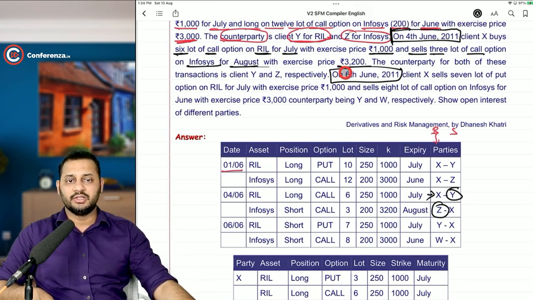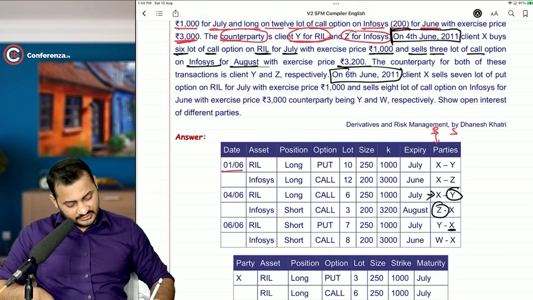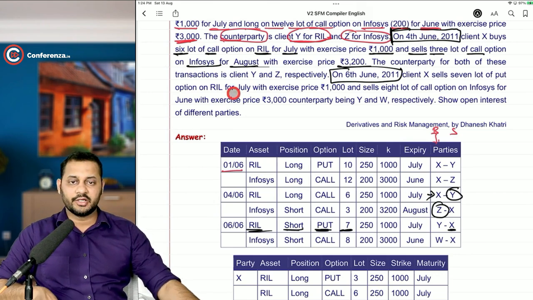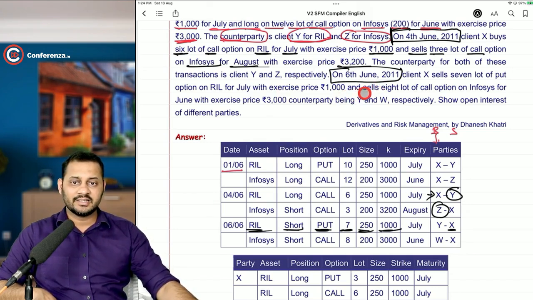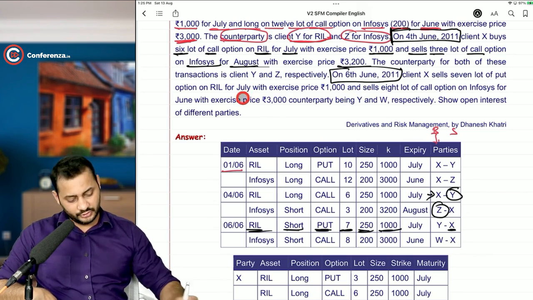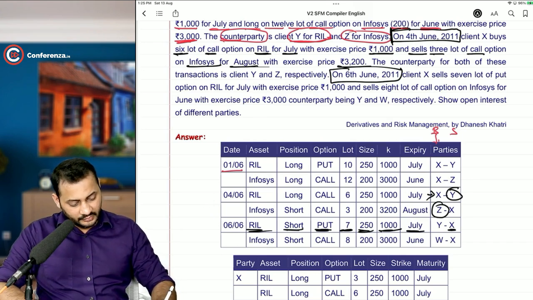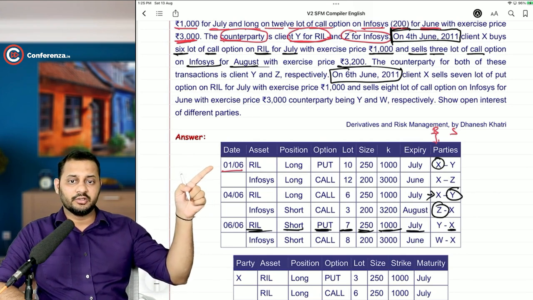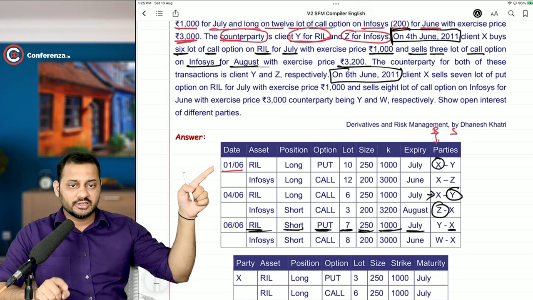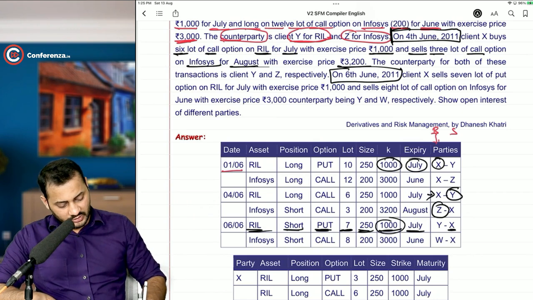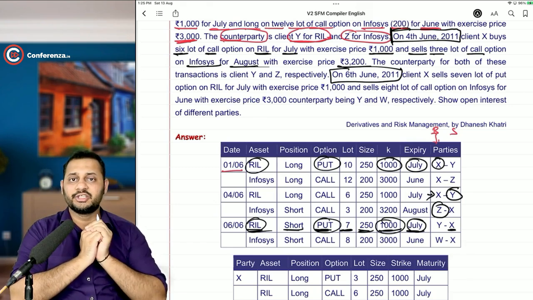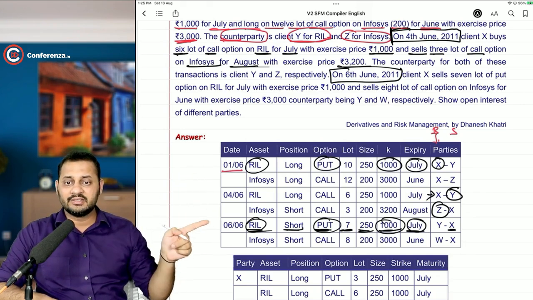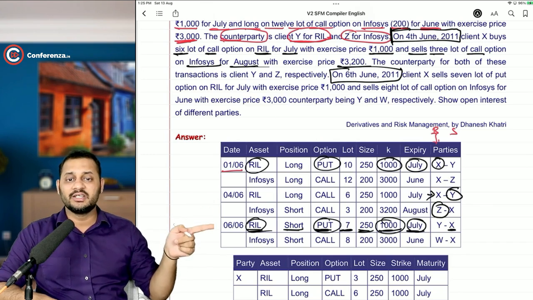Okay, sir. Now on 6th June, client X again selling 7 lot of put option of RIL. Client X selling 7 lot of put option of RIL. Okay, with an exercise price of 1000, lot size same, and an expiry, yeah, see, July is the expiry. You can clearly see that X was the buyer of the same option. RIL long put, size is also same, strike price and the expiry is also same. 1000 July, 1000 July. Put option, RIL. So what he exactly did is he reduced his position. Open interest was 10 lots in that. And at this point, the open interest is 3 only because he sold 7 contracts out of 10.